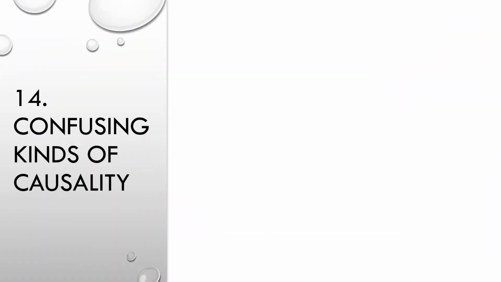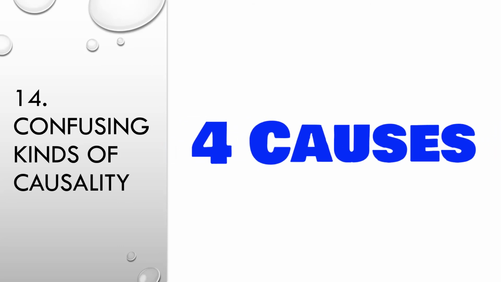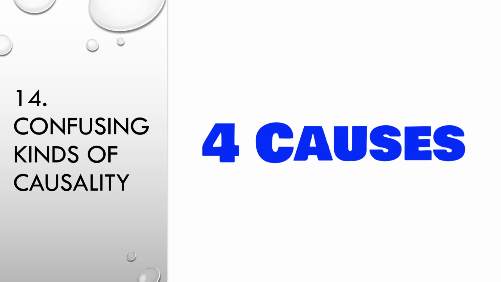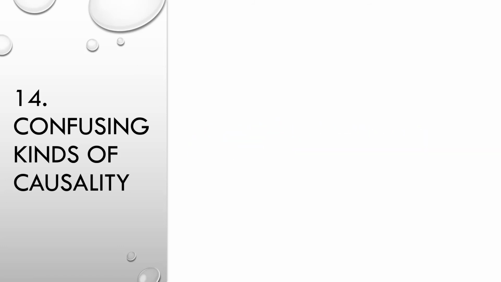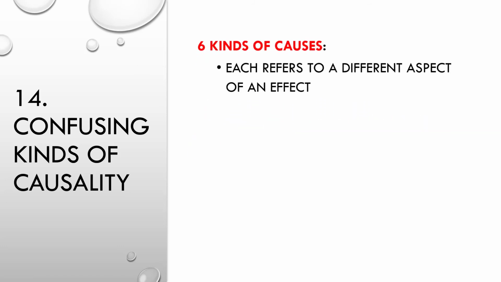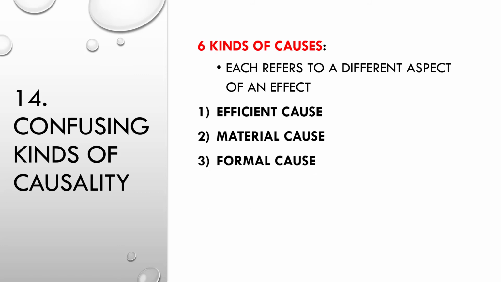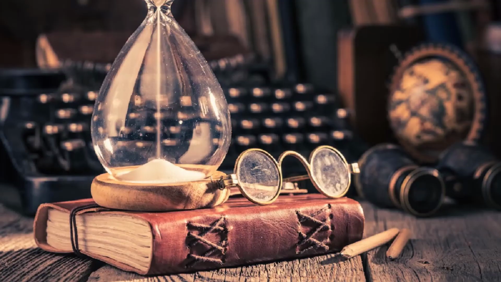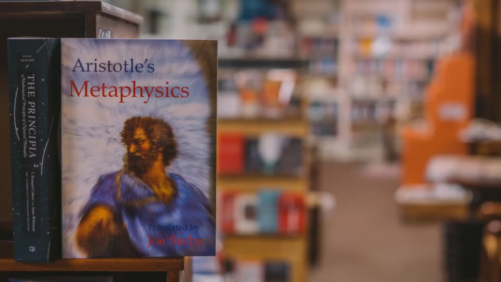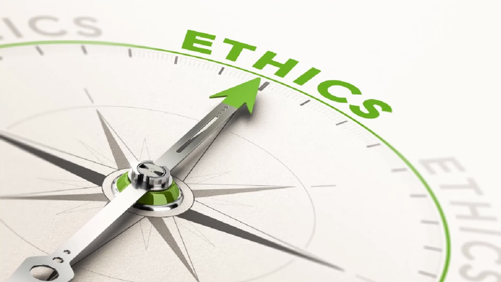And lastly, the one that is closest to my Aristotelian heart, confusing kinds of causality. Now, Aristotle himself distinguished 4 types of causes to answer the question why, but some following the Aristotelian tradition have expanded the list slightly. So I'm going to include 6 kinds of causes here, each referring to a different aspect of an effect or event. The efficient cause, the material cause, the formal cause, the final cause, the exemplar cause, and the instrumental cause. And even though modern science left some of these behind centuries ago, understanding them is essential for understanding and approaching many questions raised in disciplines like metaphysics or ethics.